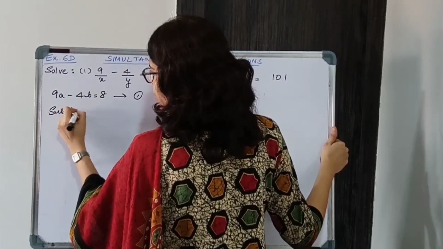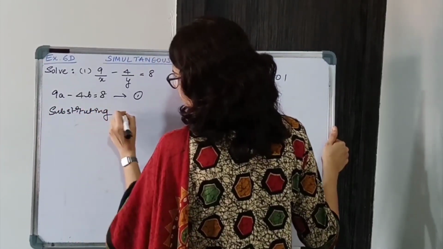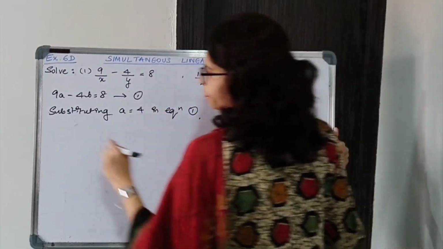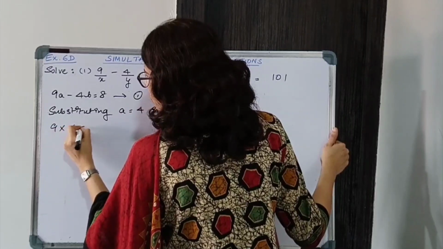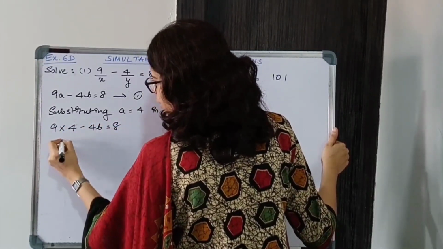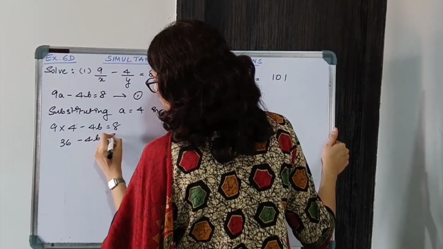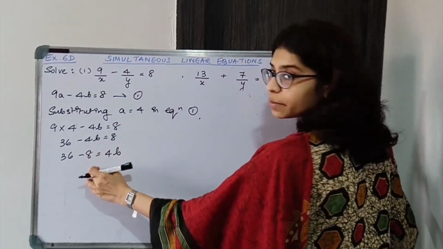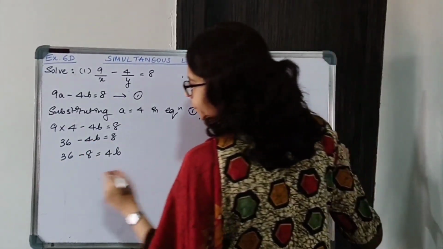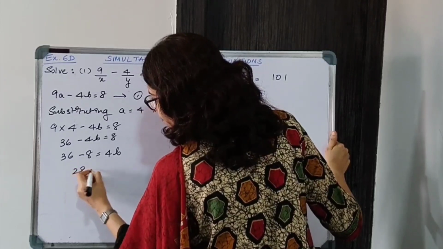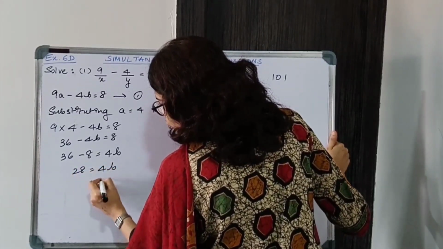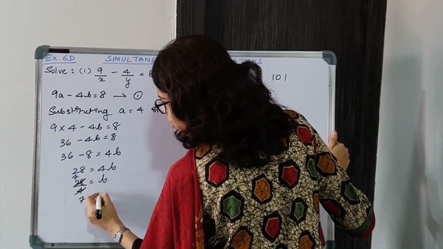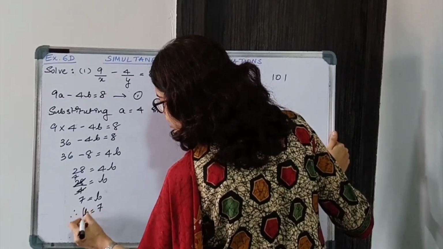So substituting a equals 4 in equation 1. So 9 into 4 minus 4b equals 8. 9 4s are 36, minus 4b equals 8. 36 minus 8 equals 4b. Shifting 8 over here, it becomes negative. Shifting 4b over here. Okay, 36 minus 8, that will give 28. So b is equal to 28 upon 4. 4 7s are 28, so b is equal to 7.